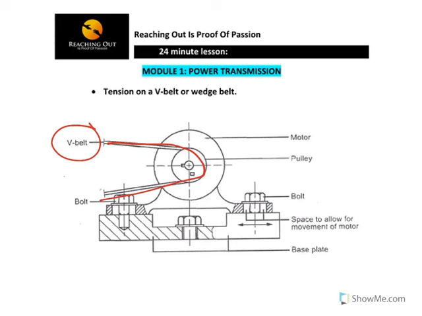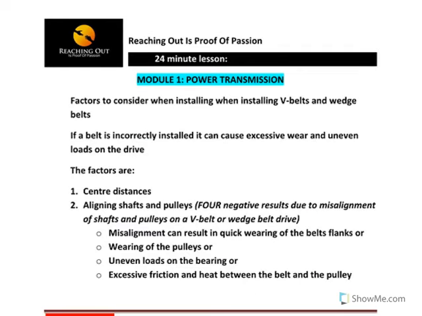With the motor that is causing the rotation, there is the pulley. You have a bolt, the base plate, the space to allow movement of the motor. Don't forget this diagram. Now, factors to consider when installing a V-belt or a wedge belt. If a belt is incorrectly installed, it can cause excessive wear and uneven loads on the drive.